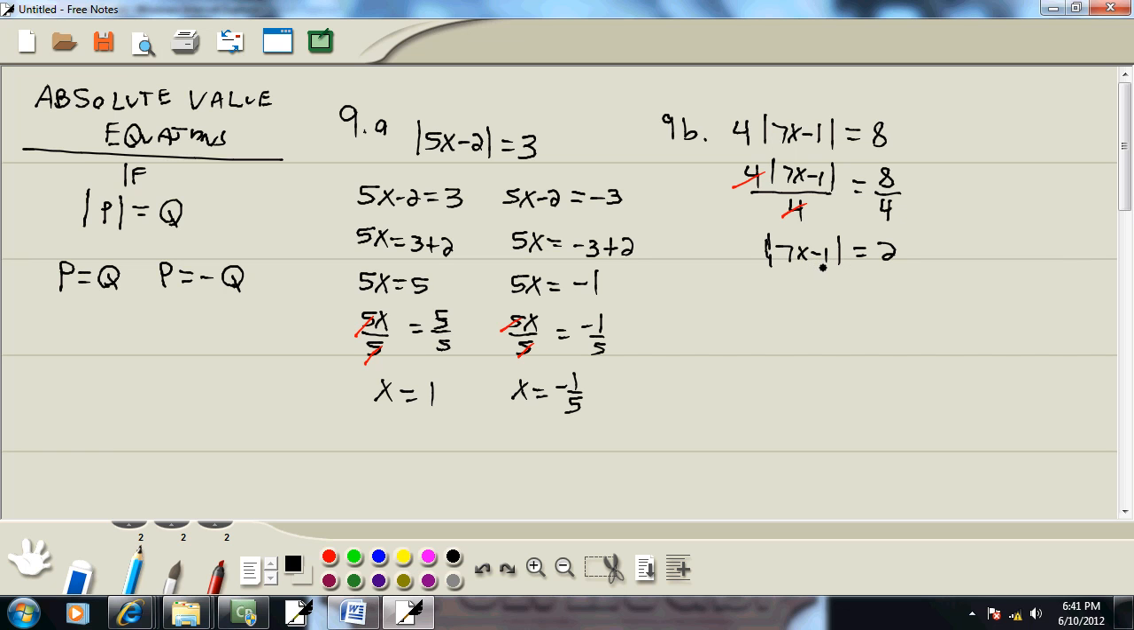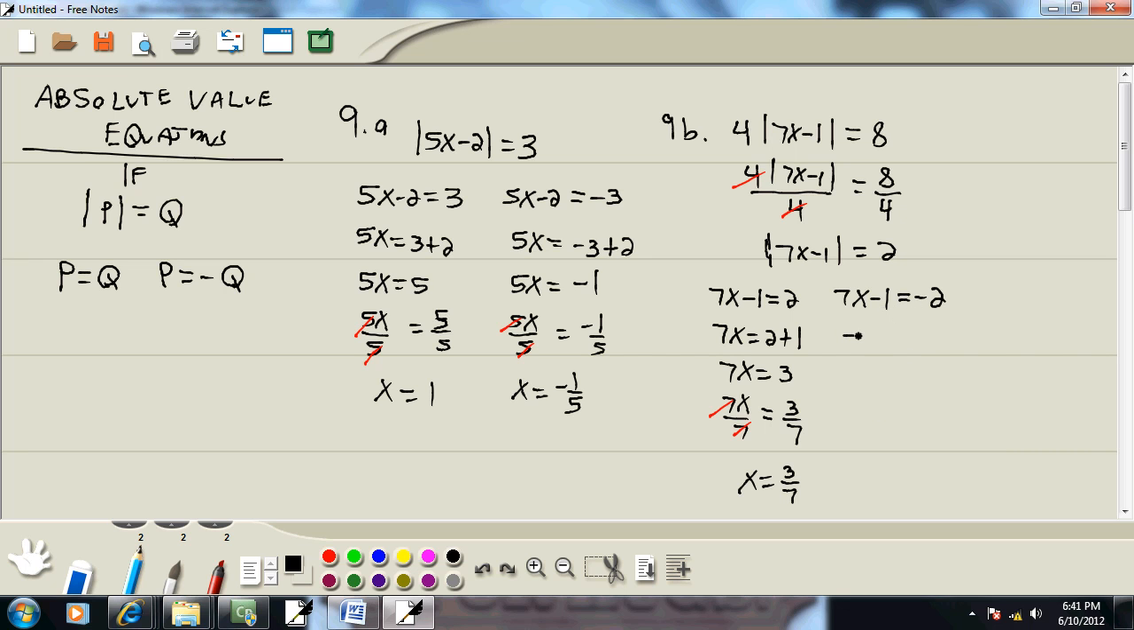So now the absolute value is by itself, so we'll drop the absolute value bars, and we'll set it equal to positive the other side, and we'll drop the absolute value bars and set it equal to negative the other side. And these are linear equations, so I just follow my steps there. So here I'll take the negative 1 over, and it becomes a positive 1. 2 plus 1 is 3. And then divide both sides by 7. And these 7's cancel. And we get x is equal to 3 sevenths.